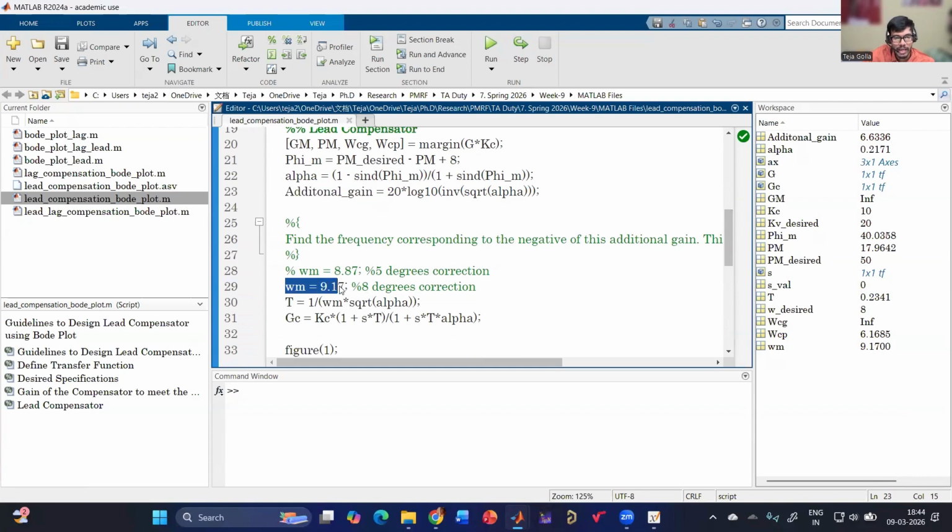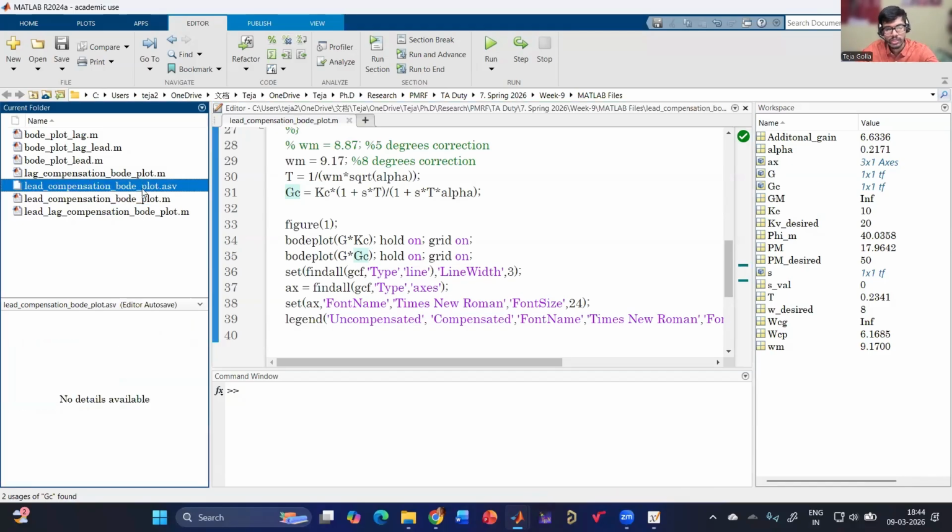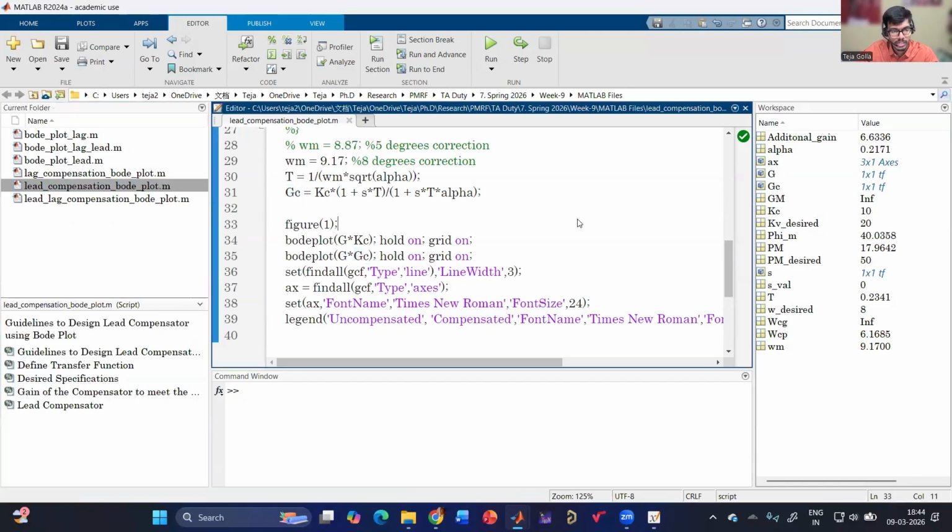And then for that omega m, I am calculating T, Gc, and then I'm plotting the Bode plot so that I'll be getting the overall transfer function and then the Bode plot of the transfer function. So I can cross check whether my design requirements are meeting or not. So in this way, we'll be doing the lead compensation design.